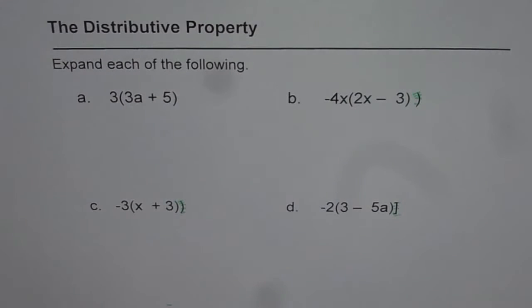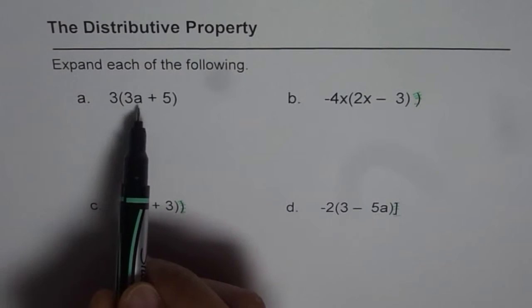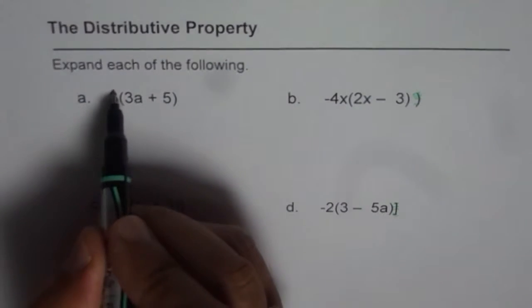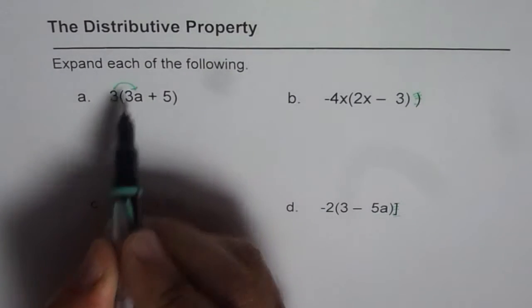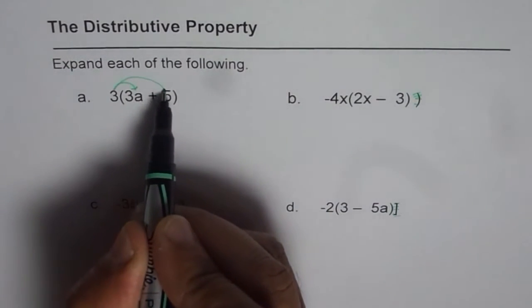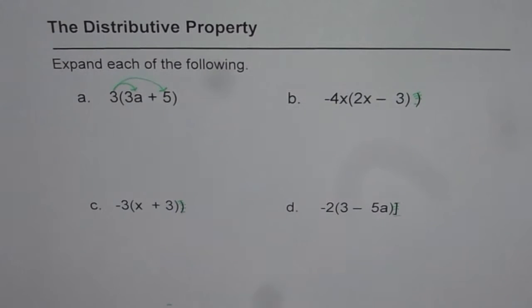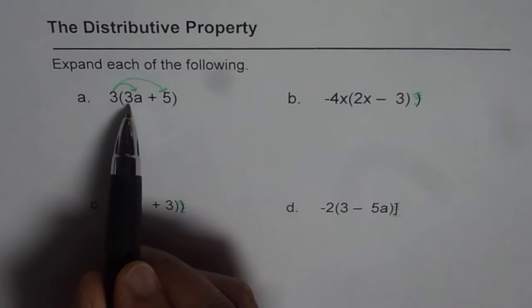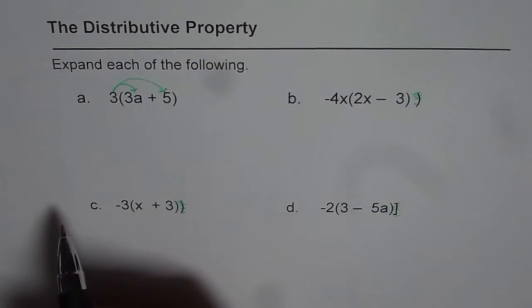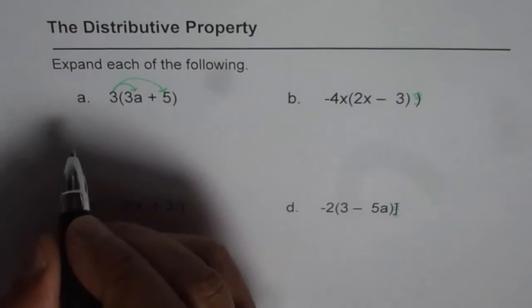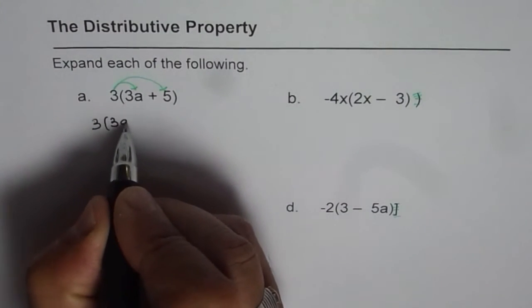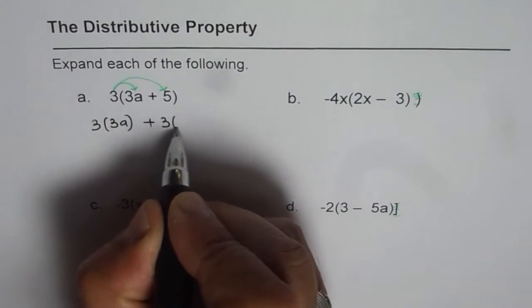Now let us see how to apply the distributive property. When we say 3 times, there are 2 terms inside the bracket. That means we will multiply first 3 by 3a and then we'll multiply 3 by 5. When you multiply a term which has a variable and a constant as its coefficient, constants get multiplied together and variables get multiplied together. In this case, it should be 3 times 3a plus 3 times 5.